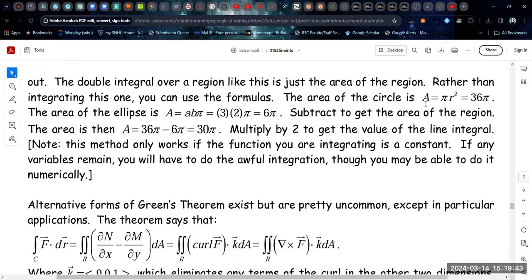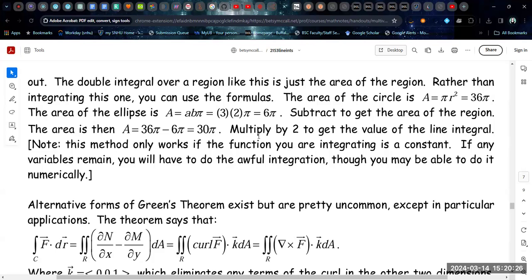So for the circle, we know that the area of the circle is pi r squared. Since the radius of our circle is 6, the area is 36 pi. Now, the formula for the area of an ellipse is the semi-minor axis times the semi-major axis times pi, so ab pi. So in our example, that would be 3 times 2 times pi, or 6 pi, for the area of that ellipse. And so the area of the region bounded between the two curves is just the difference between these two areas. 36 pi minus 6 pi is 30 pi.